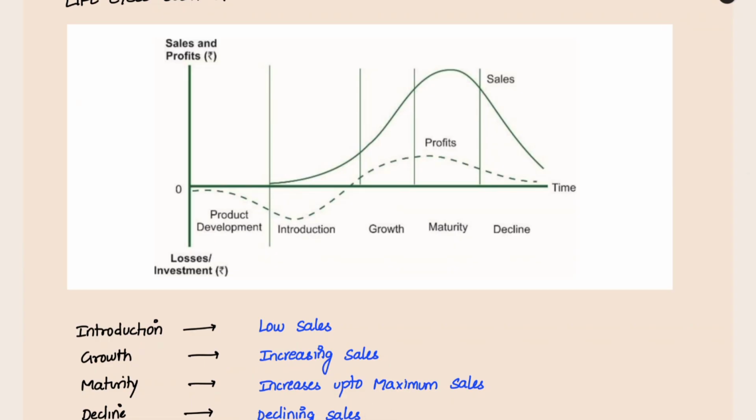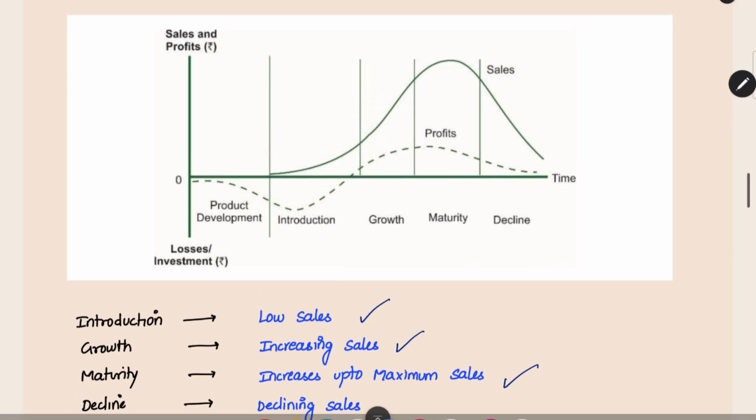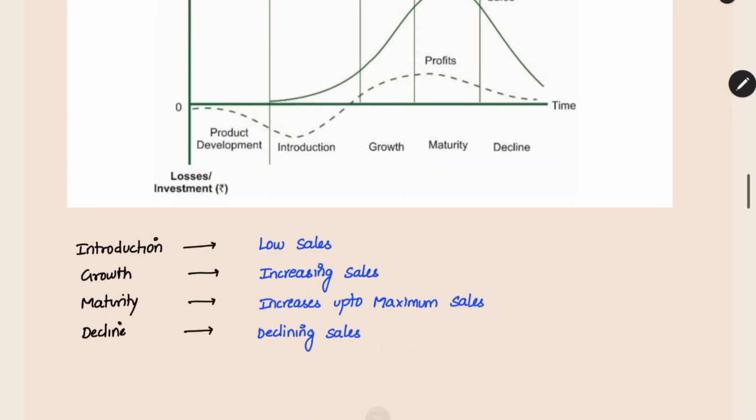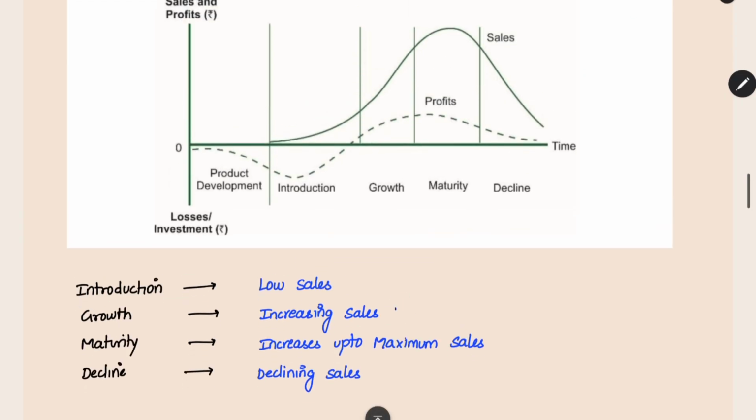Now we are going to see the concept of life cycle costing. In this, you need to understand just a basic thing to solve the problems. You have to understand that there are 4 stages: introduction, growth, maturity, and then the decline stage. In the growth stage, there will be increasing sales. In the maturity stage, there will be increasing sales up to the maximum. After that, the sales will decline.